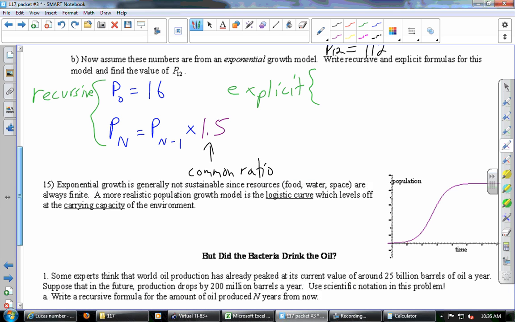And again, translating this to English, it says if you want to know the current population, you look at the number one stage ago, 1 year ago, yesterday, and you multiply by 1.5. Just keep multiplying the current number by 1.5. Any questions on how we got the 1.5?